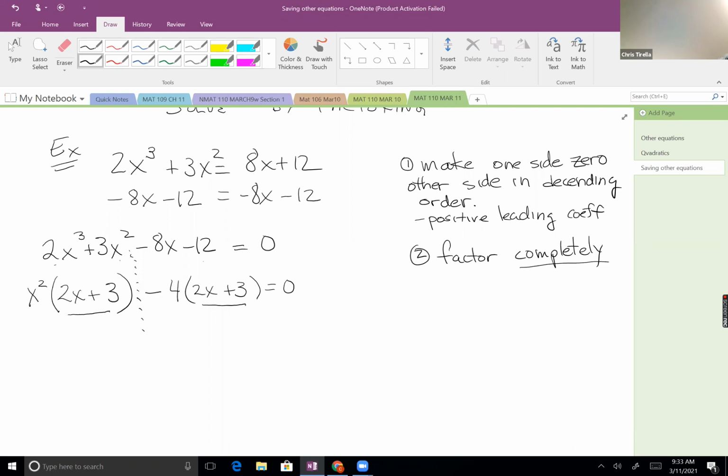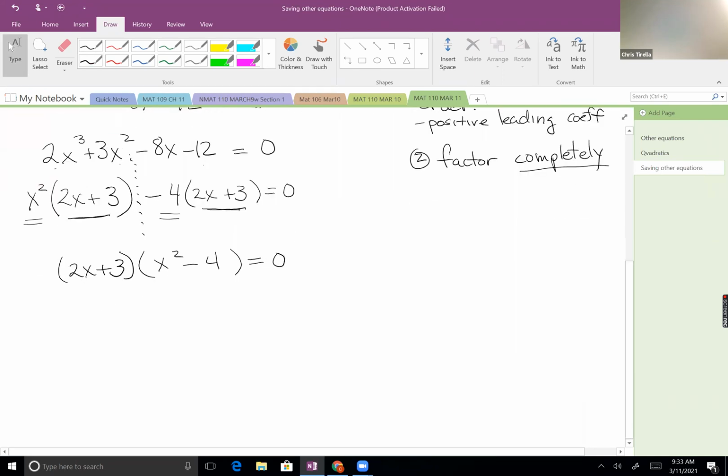Remember when we were factoring by grouping, if those 2 matched, it made us happy because now that's a common factor, 2x plus 3. And when I take out that common factor, what's left are those coefficients: x squared minus 4 equals 0. But then I say to myself, can I factor any more? 2x plus 3 is first degree. That's done. X squared minus 4.